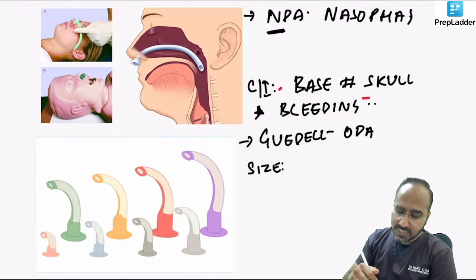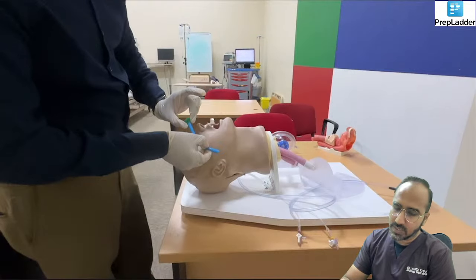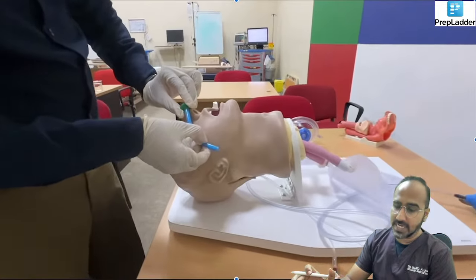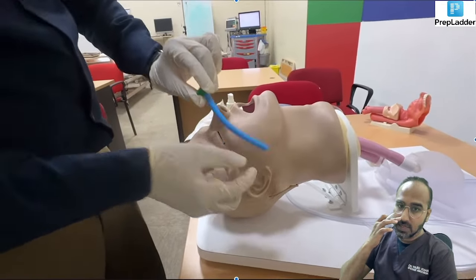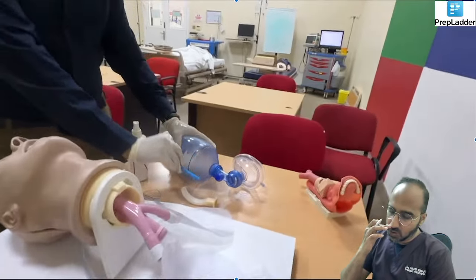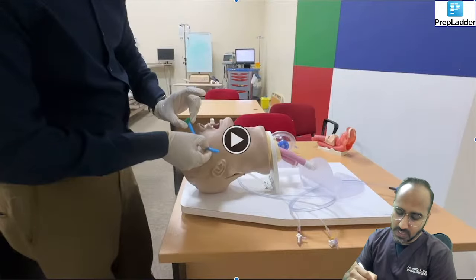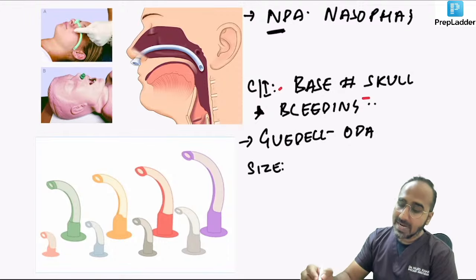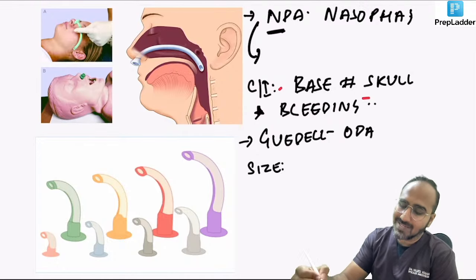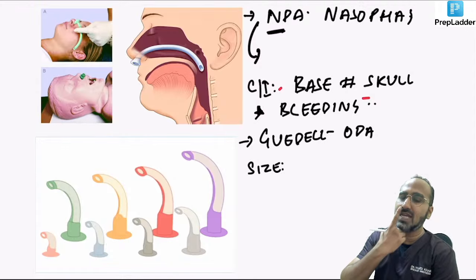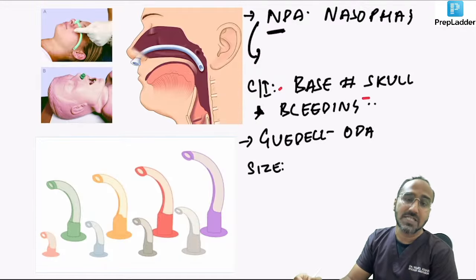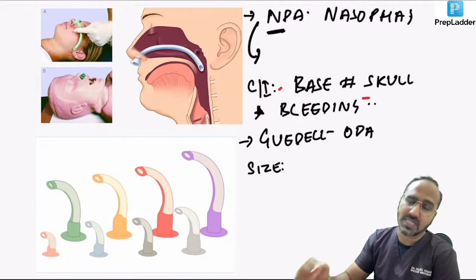Okay, I am just showing you how the exact size of the nasopharyngeal airway can be determined. You keep the nasopharyngeal airway between the nose and the tragus of the ear, and you measure the size. But remember, normally you use it for maintaining the patency. But if the patient is having skull base fracture or bleeding, never use it. Why? Because it can easily go into the cranium and it can damage the brain, if at all the patient is having skull base fracture.